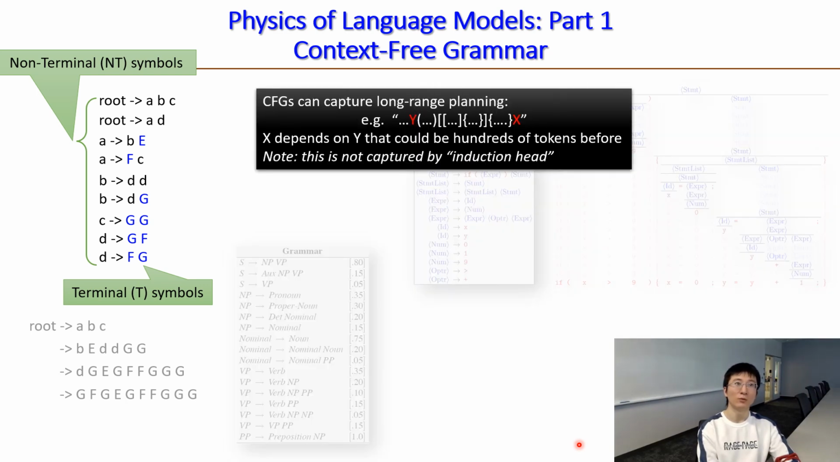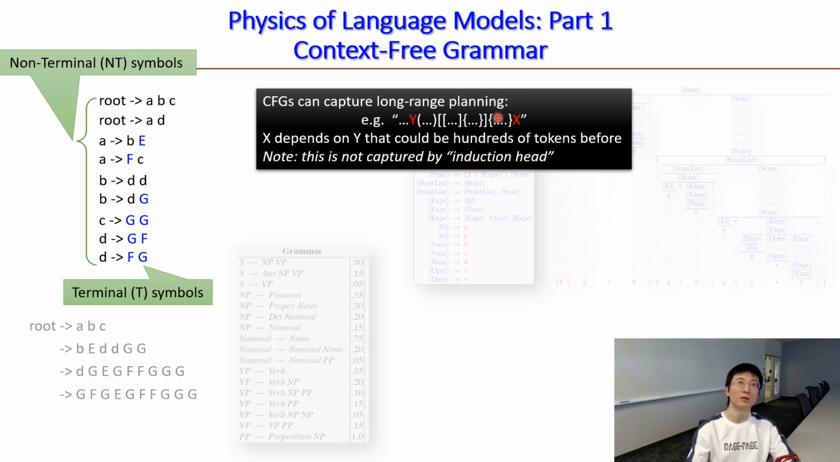That is, number one, CFGs or context-free grammars can capture very long-range planning. If you think about it, suppose we have this parenthesis matching kind of grammar. Then what is this next token X? Is it a curly bracket or a square bracket, and so on? And is it opening or closing? This actually highly depends on something that could happen really, say, hundreds of tokens before it, right?